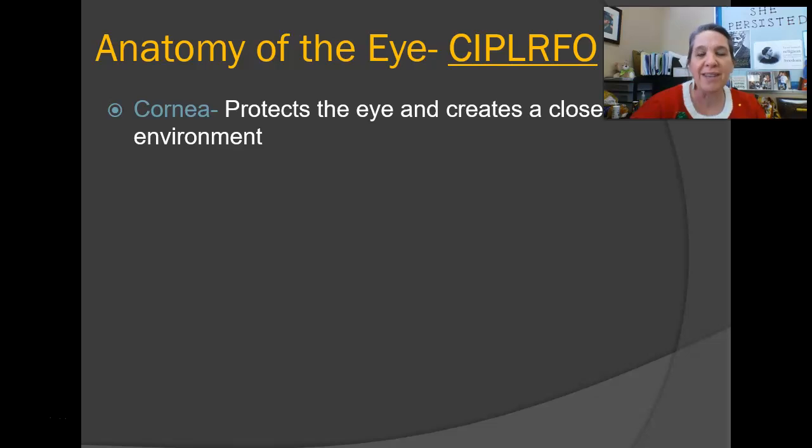So the first one, the C, is for the cornea. The cornea protects the eye and creates a closed environment, so debris and nothing can get into your eye to damage it.